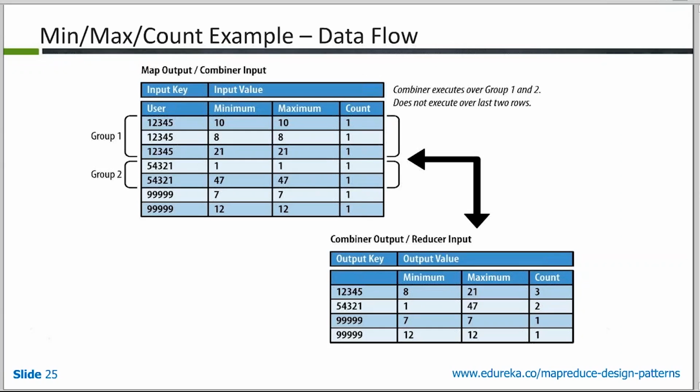So all these operations, let's see, the min, max, and the count, all these are associative and commutative operations. So the reducers that we have is going to be used as the combiner as well.